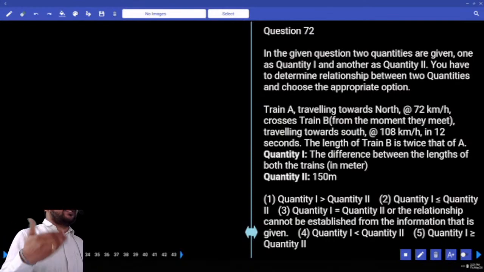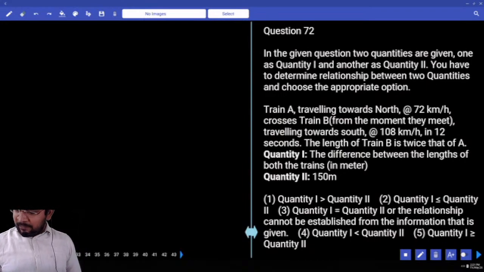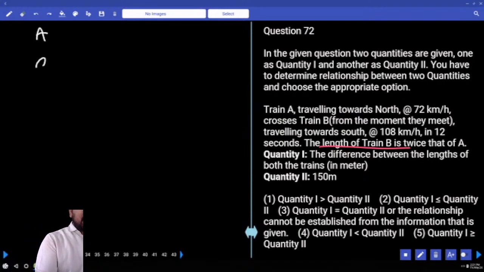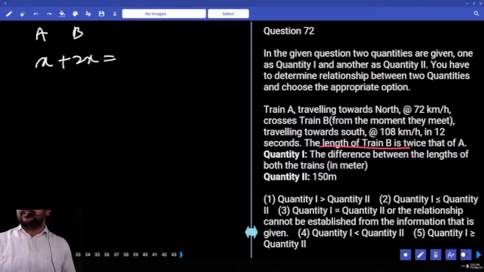Whenever one train is crossing another train, the distance is nothing but the length of train 1 plus the length of train 2. Here they gave the length of train B is twice that of A. Say if A is x, then B is 2x. Length of A plus length of B is the distance. Distance is speed into time. Speed is relative speed. Which direction? Opposite direction.